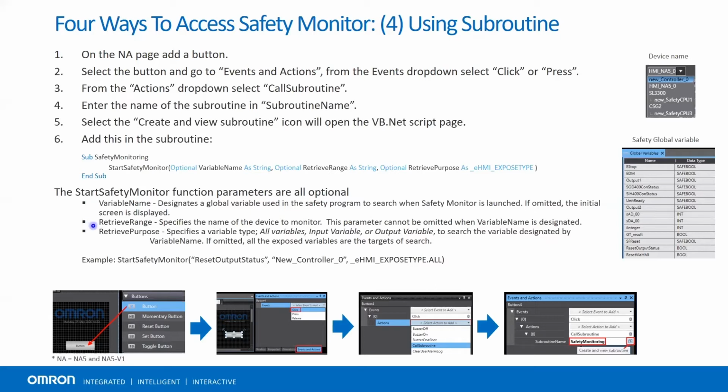Retrieve range. Specify name of the device to monitor. This parameter cannot be omitted when the variable name is designated. The device name is found in the Mismatch Studio project. Retrieve purpose. Specify variable type, all variables, input variable, or output variable, to search the variable designated by variable name. If omitted, all the exposed variables are the targets of the search.